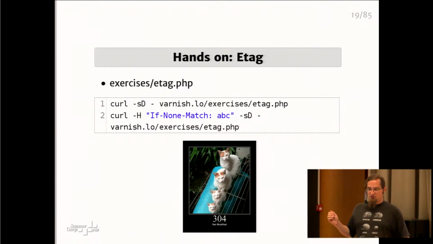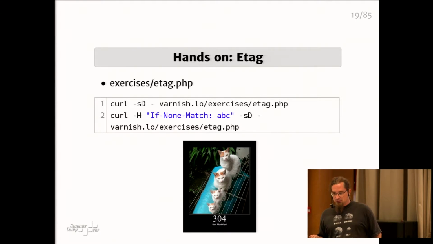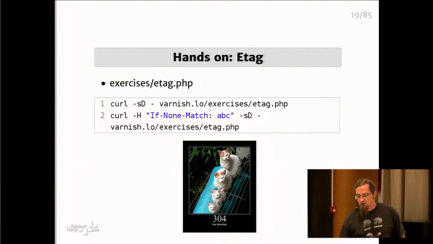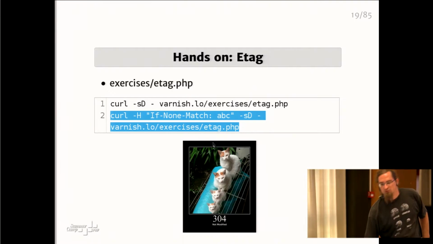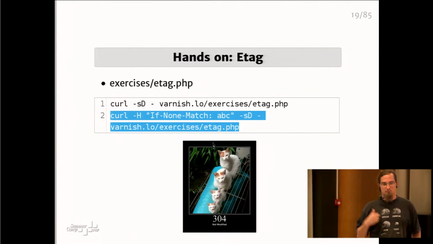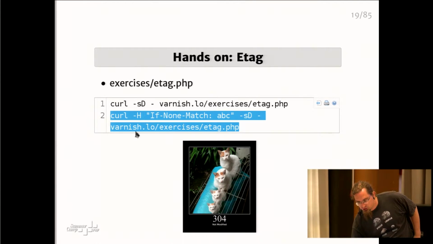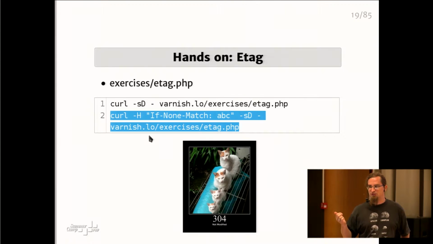Okay, so we have an exercise for that as well. Let's look at the etag file and then try to run this curl command so that you see if it works. Oh, and when I have Varnish local here, just use http cache.php, of course.